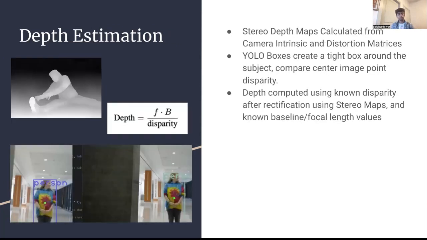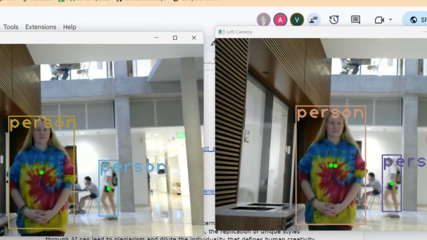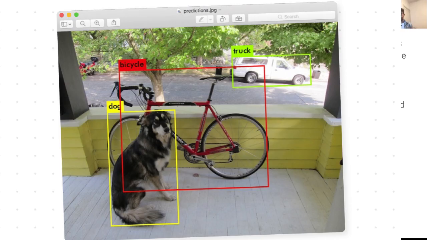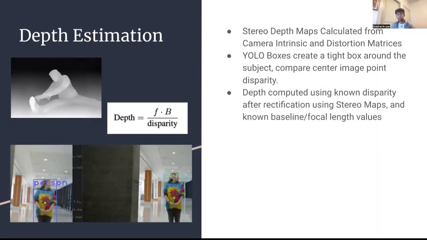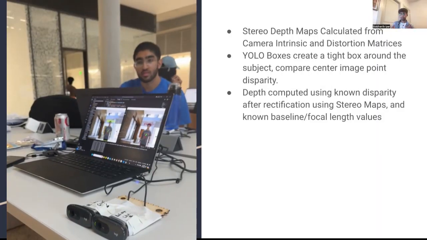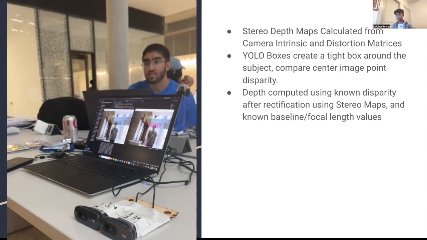From there, we were able to perform depth estimation. Our approach was using Yolo boxes. Yolo boxes were the tool that we used to detect objects and determine what kind of object there were. As you can see in the image, we were able to find a person, and the view of the person is slightly different between the two cameras.